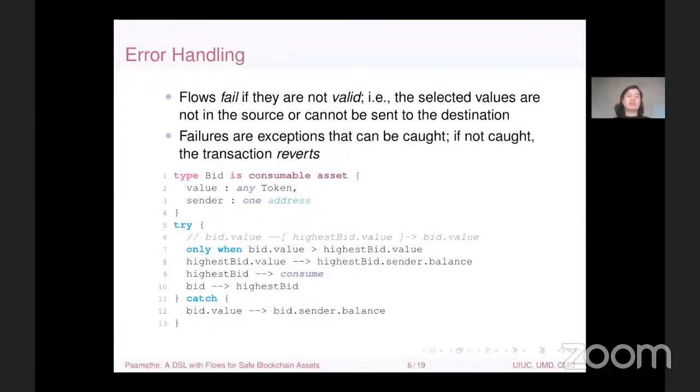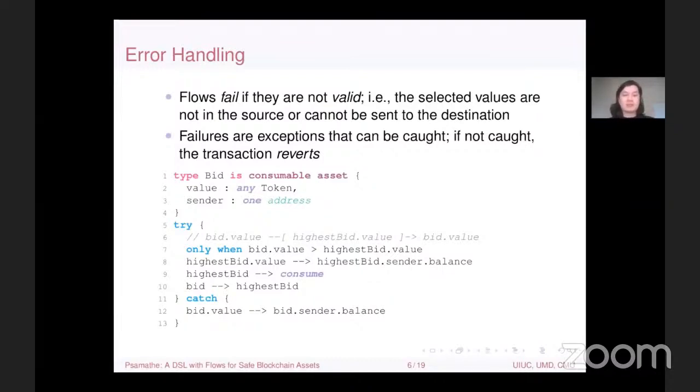Another important feature of flows is that they can fail if they're not valid, meaning that the selected values are not in the source or they cannot be sent to the destination. Failures are exceptions that can be caught, and if they're not caught, then the transaction reverts and no changes are made. So here we have an example in an auction where, when a new bid is placed, if that bid's value is greater than the current highest bid, then we want to replace the highest bid. Otherwise, we want to refund the bid to the person who placed it because it's not higher than the highest bid.